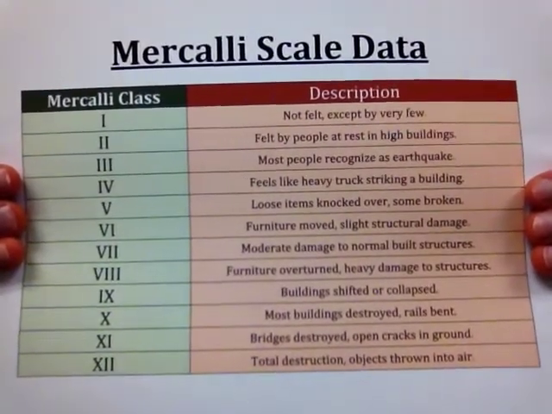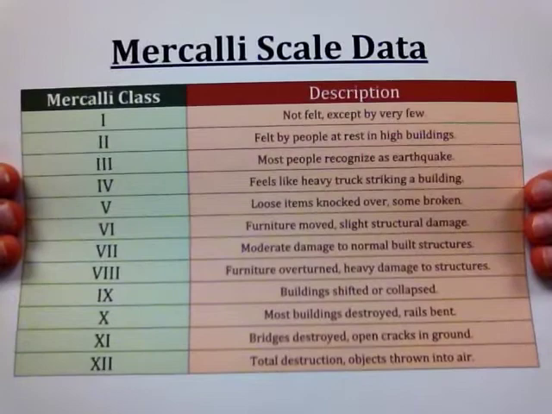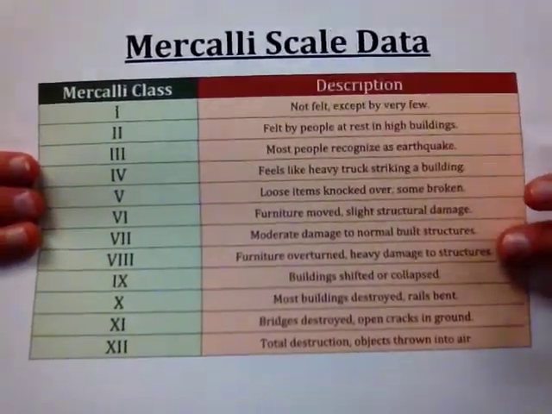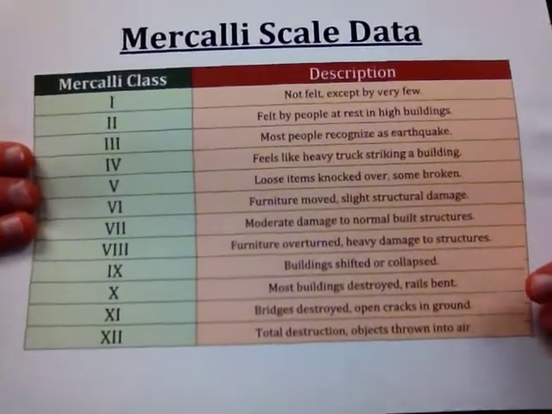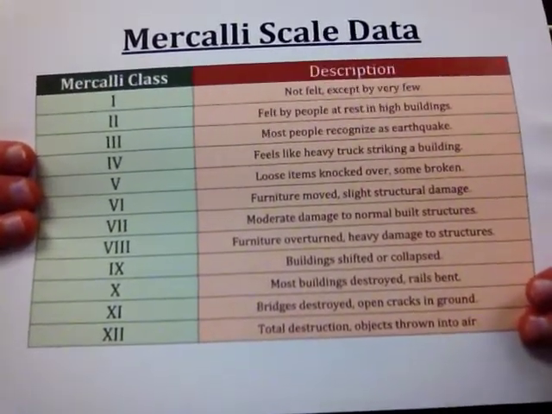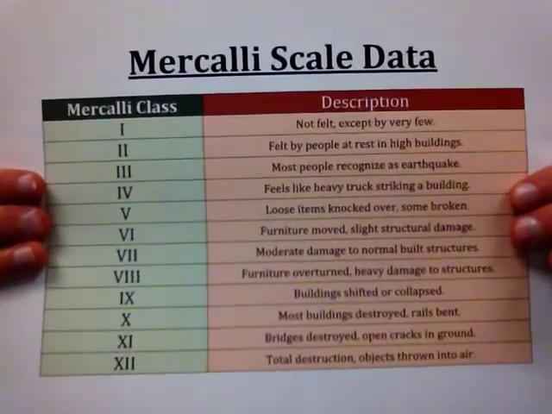A number 6 has furniture moved, so heavy furniture might be moved across the room. There is slight structural damage, and you can read that it gets more and more intense all the way up to number 12, which is essentially total destruction. Objects were actually thrown into the air.